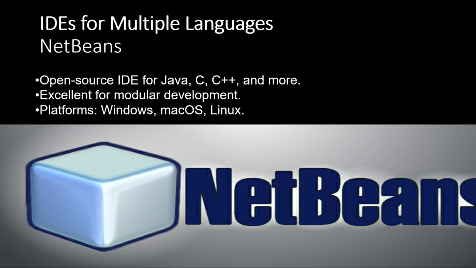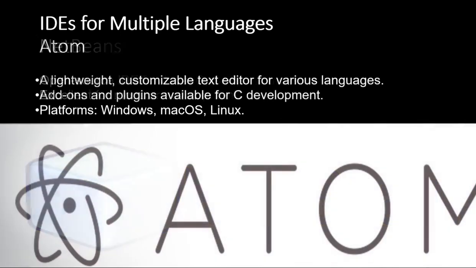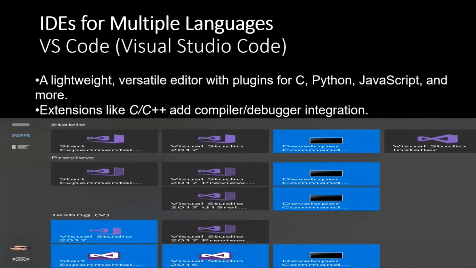Here's NetBeans. It is an open source IDE for Java, C, C++, and many more. Excellent for modular development, its platforms are Windows, Mac OS, and Linux. Here is Atom, a lightweight, customizable text editor for various languages. Add-ons and plugins are available for C development, and its platforms are Windows, Mac OS, and Linux.